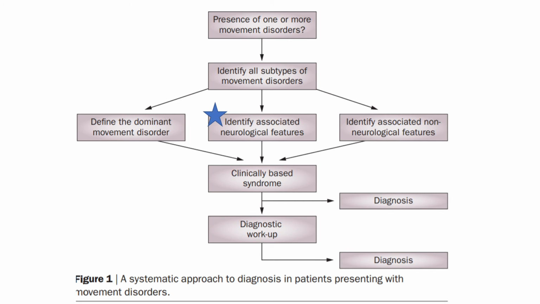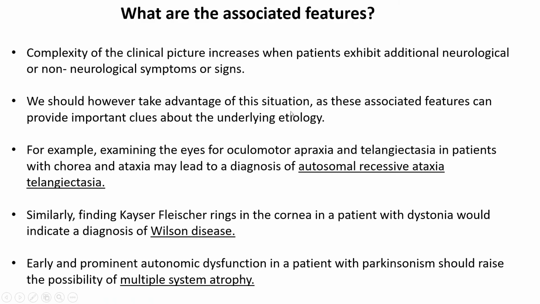Okay, so the next step we need to do is identify an associated neurological feature. So what are the associated features? Please note that the complexity of a clinical picture actually increases when the patient is exhibiting additional neurological features. But we should take advantage of this situation, as these associated features can provide important clues about the underlying etiology. For example, suppose a patient has a diagnosis of autosomal recessive ataxia telangiectasia, examining the eyes for oculomotor apraxia and also telangiectasia in these patients, who had chorea and ataxia, may lead to a diagnosis.